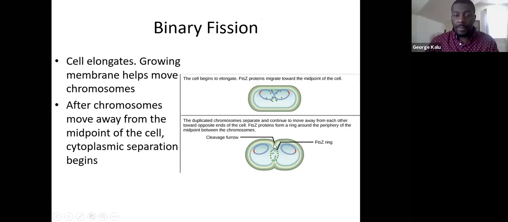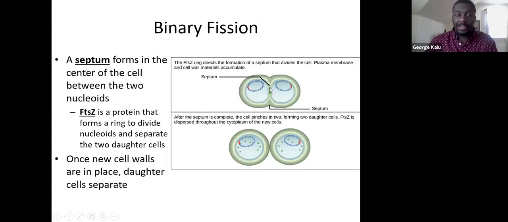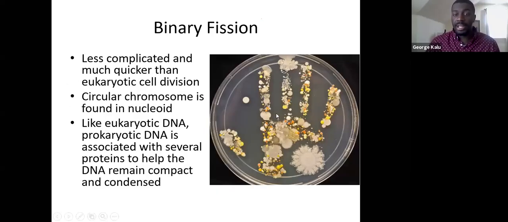Then we start to form a little cleavage furrow, this little pinching point in between the two nucleoids. We're going to form this protein called FtsZ, and FtsZ is going to line up along the cleavage furrow, and it's going to pinch and pinch and pinch until you eventually separate that cell into two individual daughter cells. And that's really all there is to binary fission. Because this is a very short process, these bacteria cells or other prokaryotes are able to replicate so quickly, which is why you're able to get very large bacterial colonies over a very short period of time.